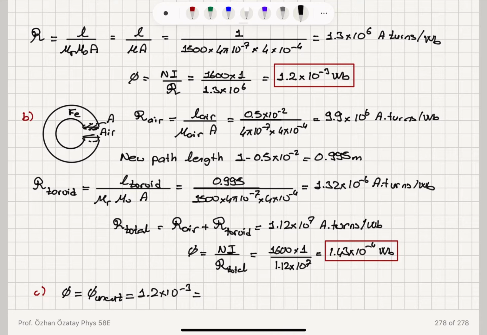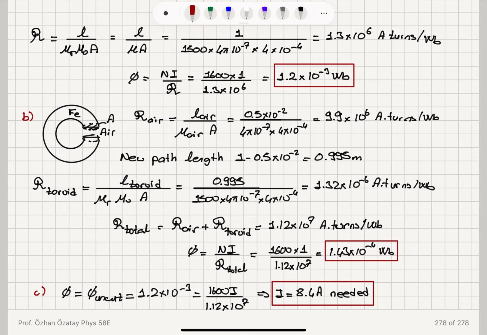If I change the current so that the magnetomotive force changes, 1600 I divided by 1.12 times 10 to 7, the total reluctance, this gives me a current I of 8.4 amperes needed. So I have to get almost 10 times the current in order to get the same flux. Well, approximately 10 times.